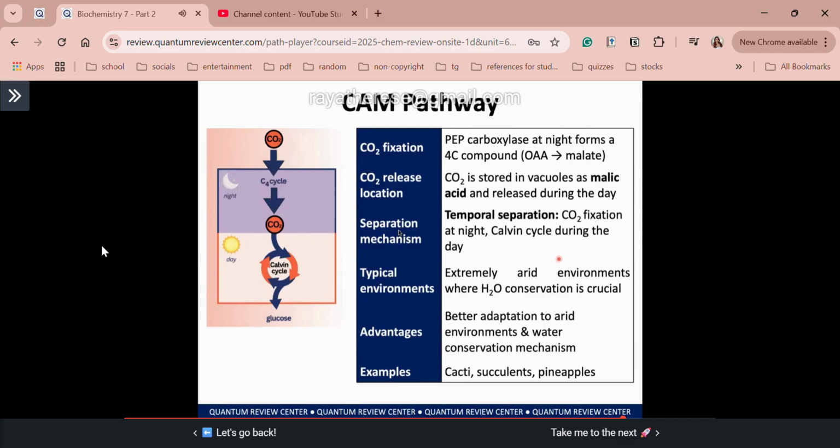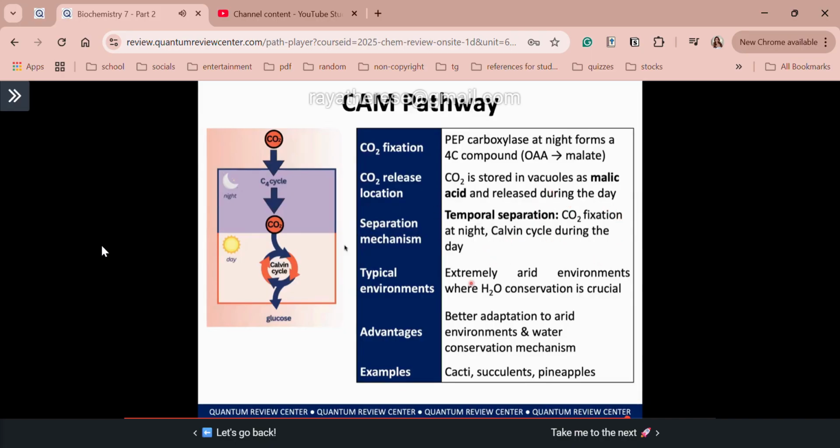Okay? So class, let's discuss your CAM pathway or your crassulacean acid metabolism. So similar, ang kaniyang carbon fixation mechanism, again, at night po nag-occur. Here, ang ating carbon dioxide release location, i-store muna siya sa vacuoles of your mesophyll cells, and then as malic acid siya. Class, don't be confused ha, malic acid is just a protonated form of malate. And here, your malic acid is released during the day to concentrate your carbon to get ready with your Calvin cycle.